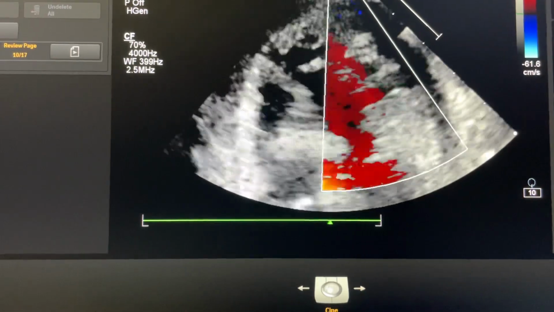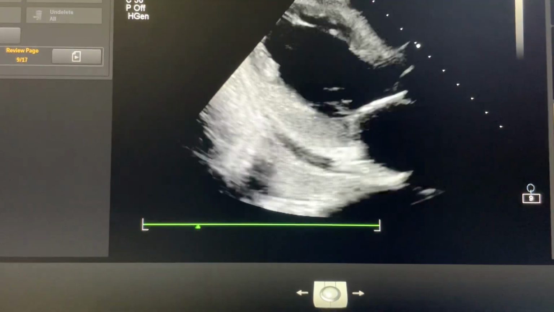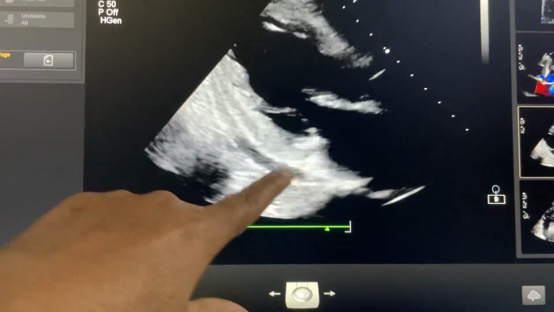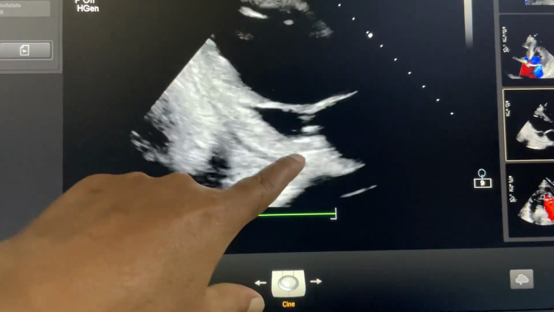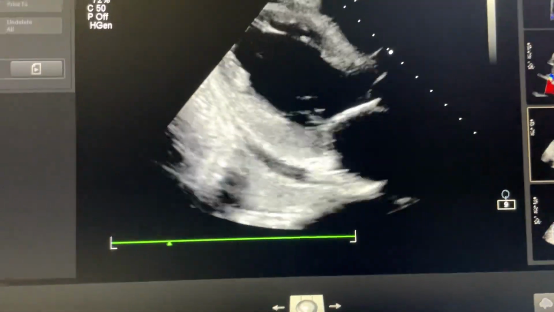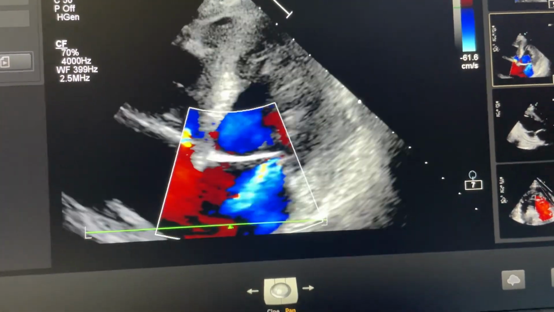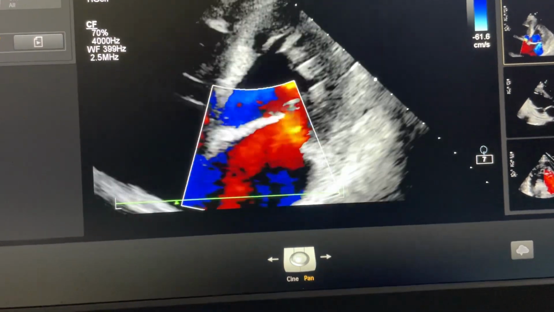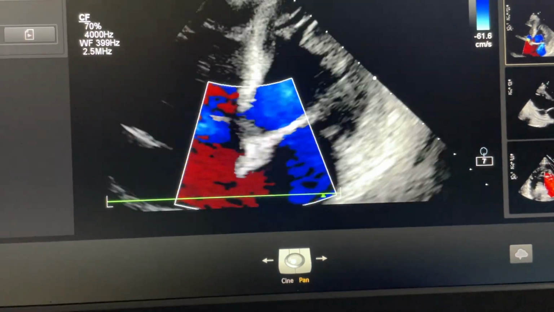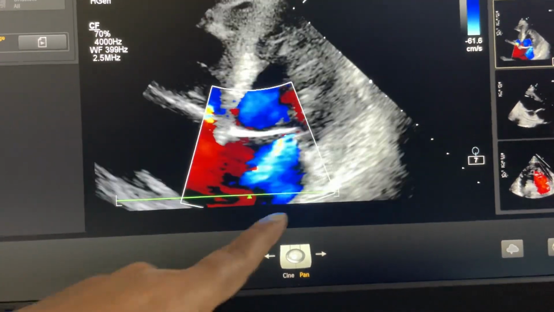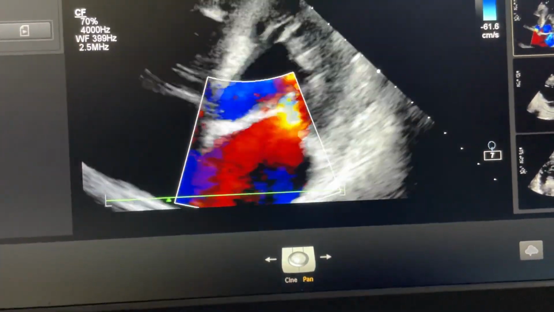Again the same thing, pericardial effusion. You can find out pericardial effusion posterior to posterior wall of left ventricle. This is moderate mitral regurgitation. Obviously you can see all chambers of the heart are enlarged.